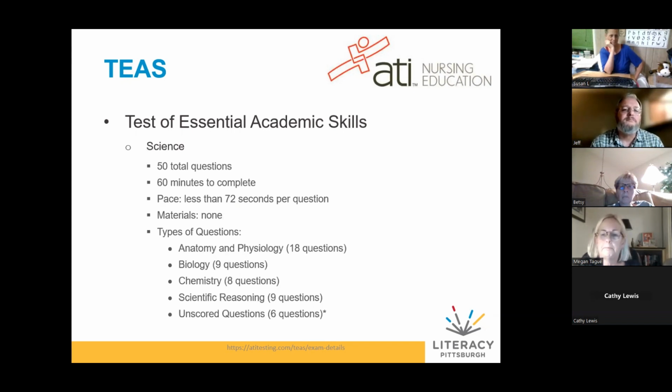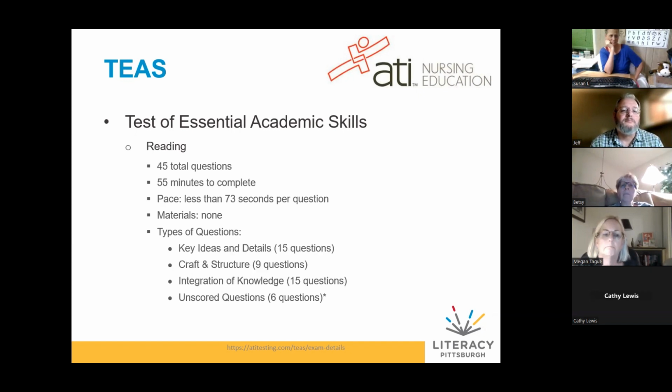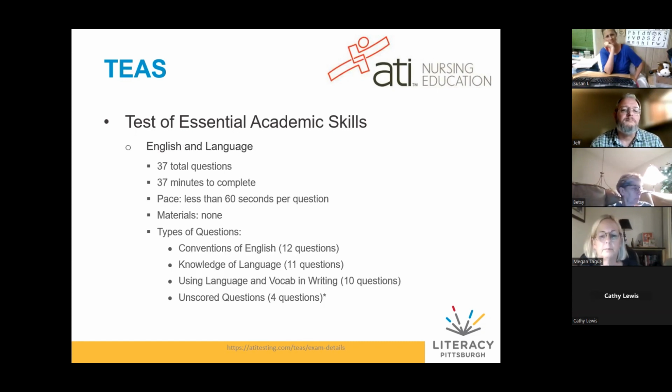Then there's a science section, which covers anatomy and physiology, biology, chemistry, scientific reasoning, and then it has those unscored questions as well. And then there is a reading section, which has key ideas and details, craft and structure, integration of knowledge, and then those unscored questions. And then an English and language section, which covers the conventions of English and knowledge of language and use of language and vocab in writing. So that is the TEAS test.